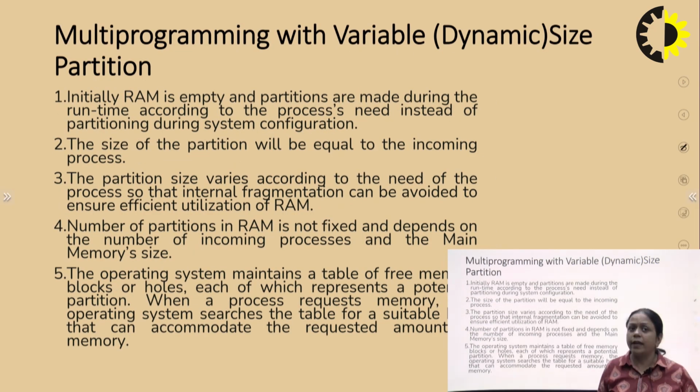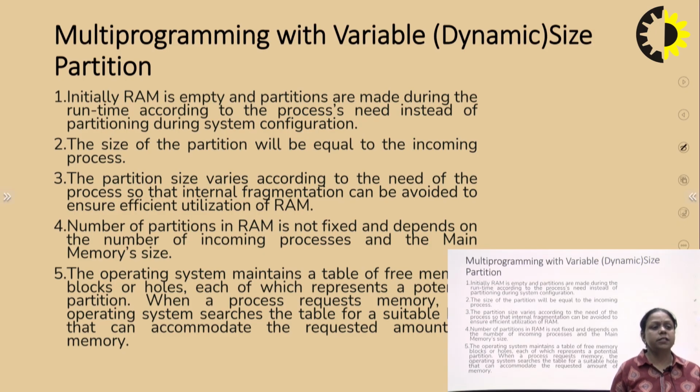Next is dynamic size partitioning. In dynamic size partitioning, initially the RAM is empty and partitions are made during runtime according to the process need. Instead of partitioning during system configuration, the size of the partition will be equal to the incoming process. The partition size varies according to the need of the process, so that internal fragmentation can be avoided to ensure efficient utilization of RAM. The number of partitions in the RAM is not fixed and depends on the number of incoming processes and the main memory size.